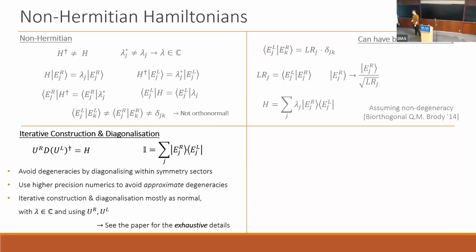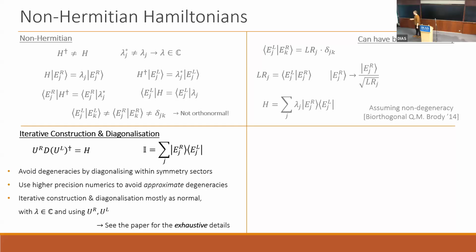Don't worry about it. Like I said, this diagonalization thing isn't always possible. You would have to have a non-degenerate spectrum. You can avoid these degeneracies by doing this energy process within symmetry sectors, so use quantum numbers for diagonalization and construction. For any more exhaustive details, I'll refer to the paper. It's very technical. But like I said, for the construction and diagonalization, the main thing is just complex eigenvalues, left and right eigenstates, and then you proceed as normal.